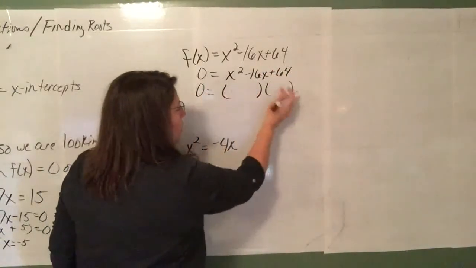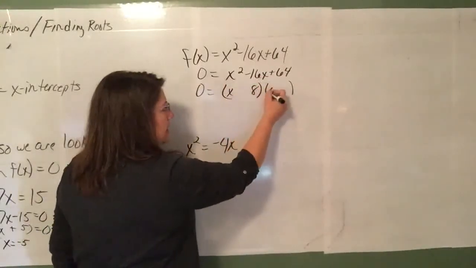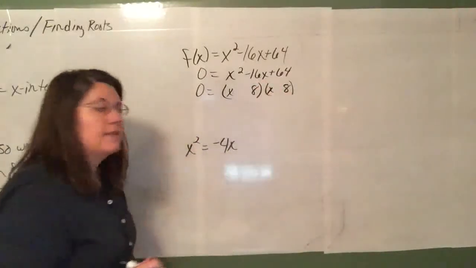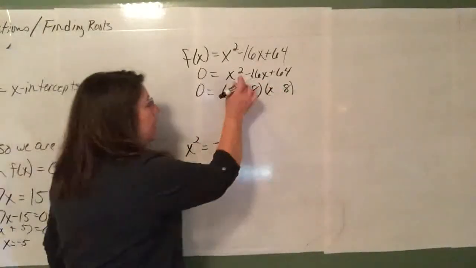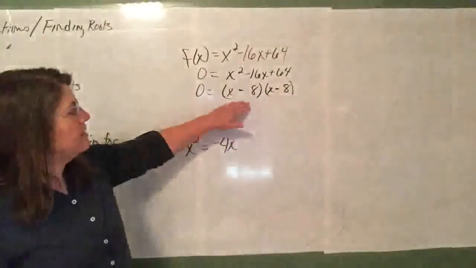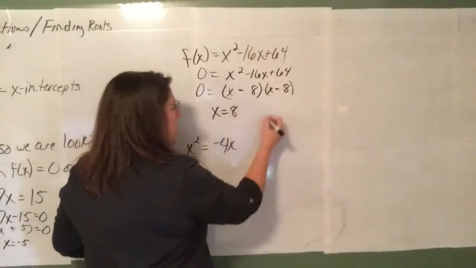Factors of 64 that add to give you 16: 8 and 8. So we need x and x, and 8 and 8. The plus tells me the signs are the same, and they're the same as the middle sign, so they're both minus. I'm going to set each of these equal to 0 and solve. So I've got x equals 8 and x equals 8.